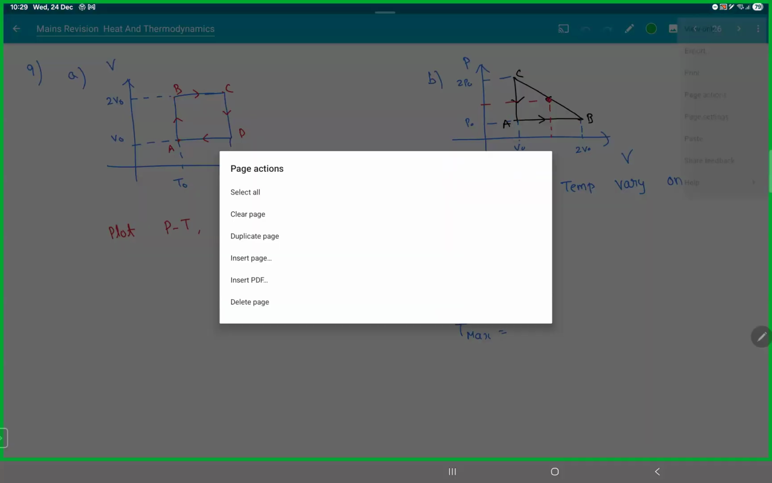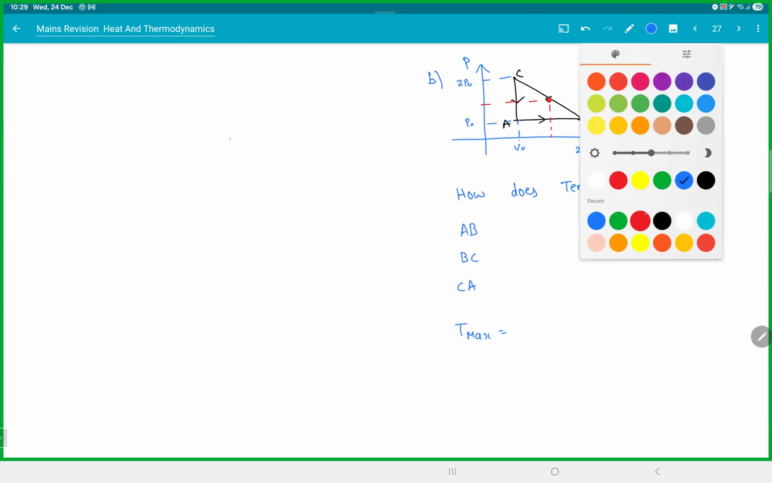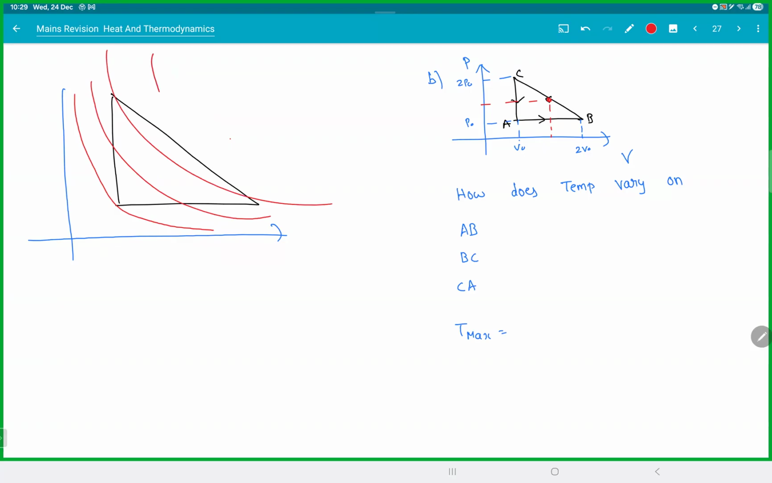What about this guy? So how do you find the temperature? Now in a PV graph, whenever you want to find the temperature, draw hyperbolas. So hyperbola, hyperbola, hyperbola. So the farther the hyperbola, the more the temperature, right? So in our scenario, let's say this is one hyperbola, that is the smallest one. So that should be the lowest temperature, point A. Then the temperature is like this, and this becomes a tangent basically.